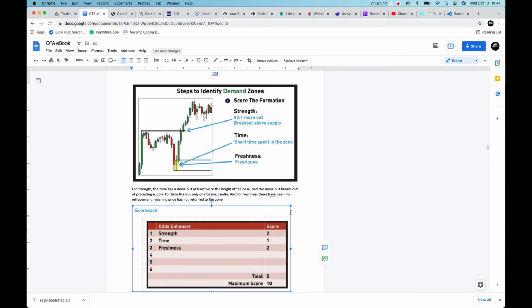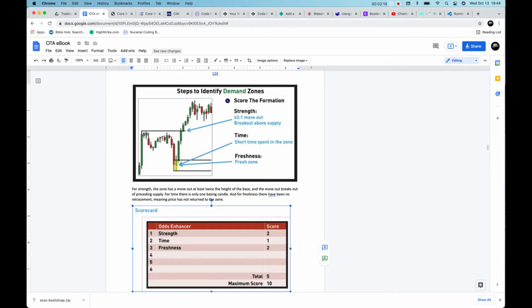For strength, the zone has to have a move out of at least twice the height of the base. And we can see here that it does. We can also see the move out breaks out of preceding supply.